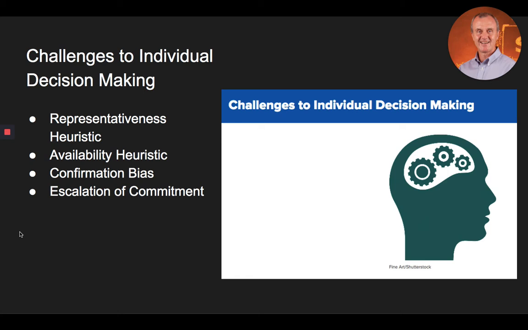In summary, in talking about the challenges to individual decision making, because individuals possess bounded rationality, they use mental shortcuts that simplify the decision-making process. The use of heuristics results in a fairly predictable set of biases and other problems that can hinder the effectiveness of decisions. The heuristics and biases that we discuss include the representativeness heuristic, the availability heuristic, confirmation bias, and the escalation of commitment.